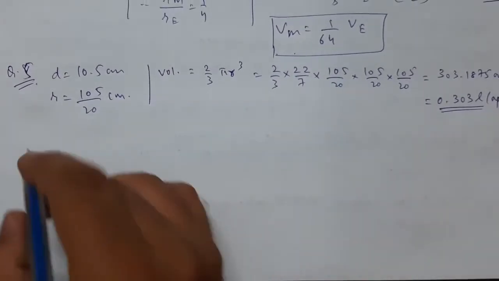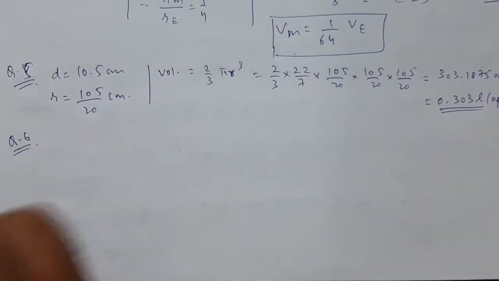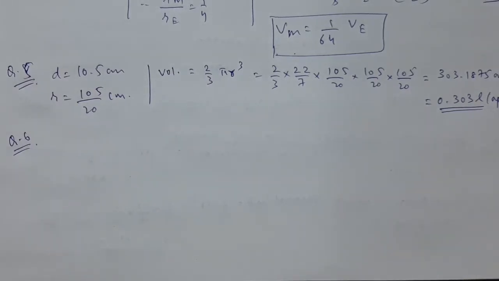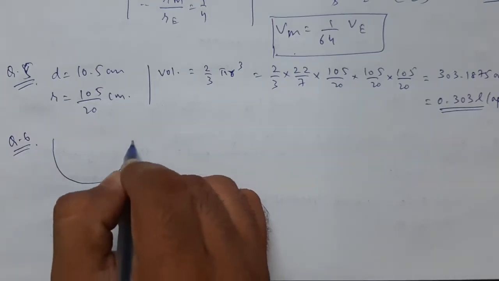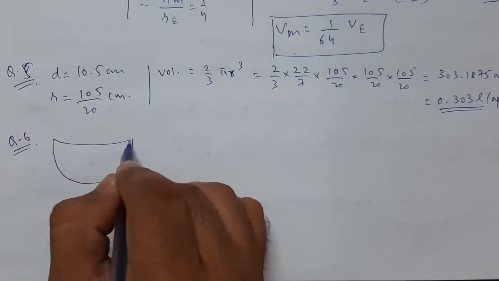Now let us move to question number 6. A hemispherical tank is made up of iron sheet 1 centimeter thick. If the inner radius is 1 meter, find the volume of the iron used. So again, hemispherical tank is given to us.